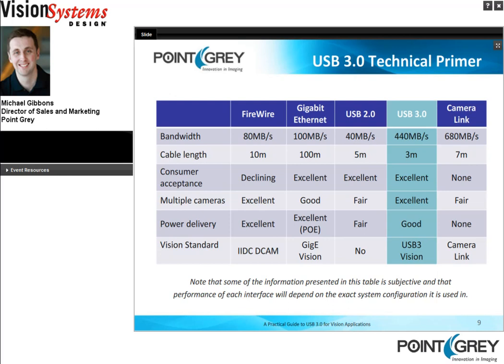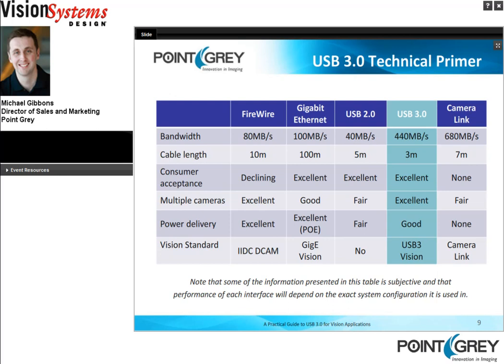When you look at USB 3, it sits at the intersection of power, bandwidth, ease of use, and all that kind of thing. In terms of bandwidth, if we look at this, Camera Link is still the bandwidth king at about 680 megabytes per second. Although that said, some customers may choose to sacrifice bandwidth in order to have the ease of use of USB 3. Like FireWire, USB 3 provides power and data over a single cable.